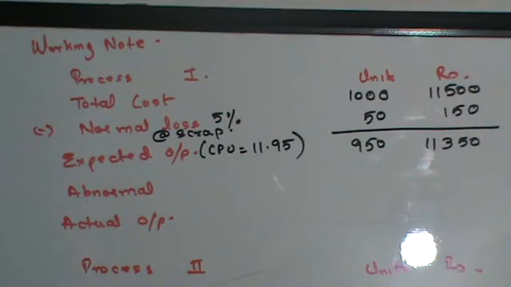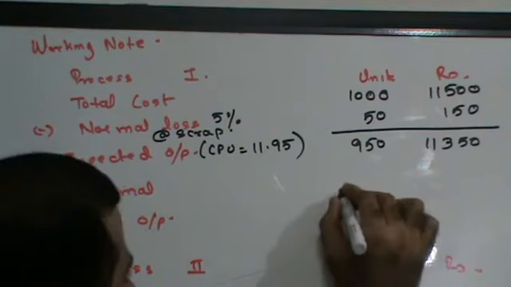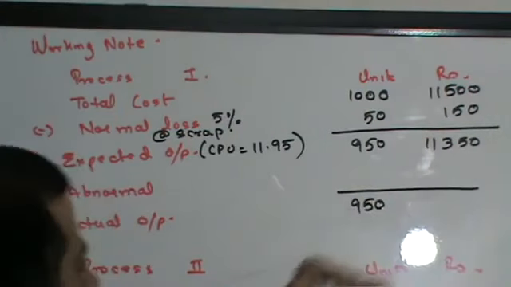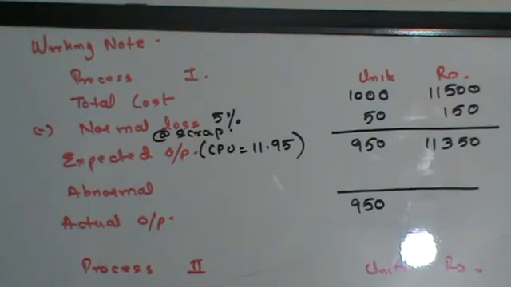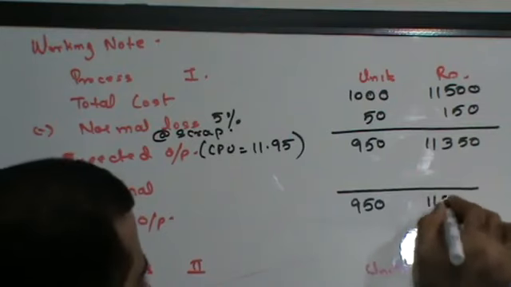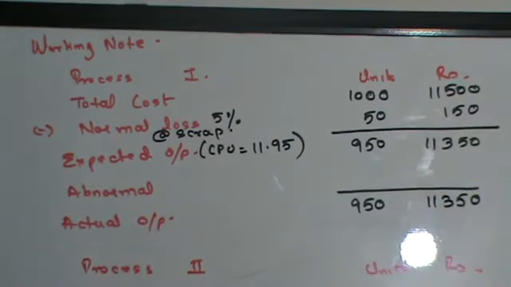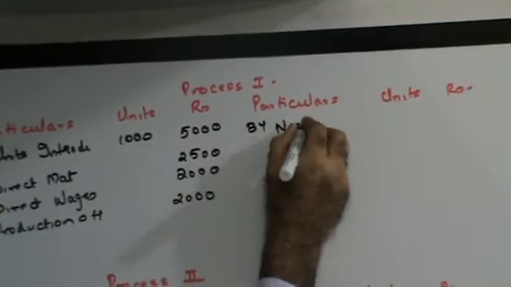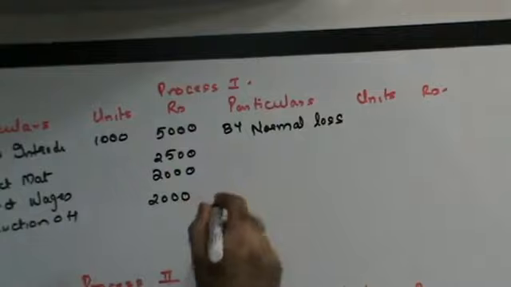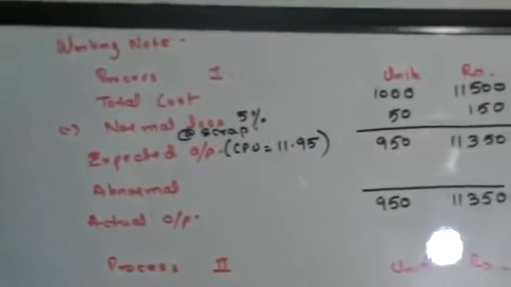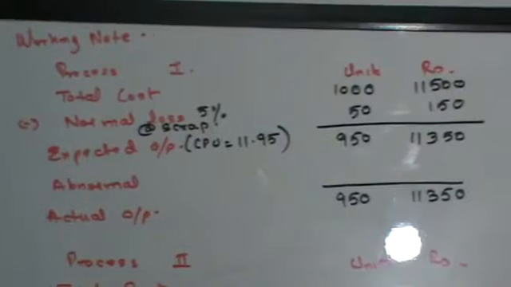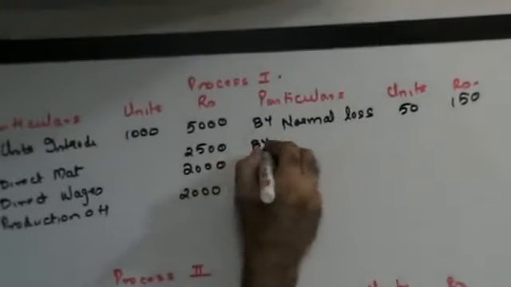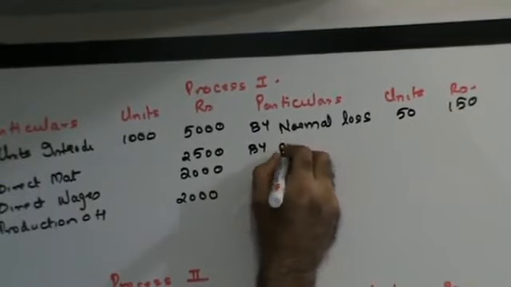Now, the sum says that the actual output is also 950. Since the expected output and the actual output have the same number of units, you will bring the figure down. Right? Once your working note is over, you start recording here by normal loss. Normal loss is 50 and 150, right? Then by actual output, what you have is going to be recorded as the next process.